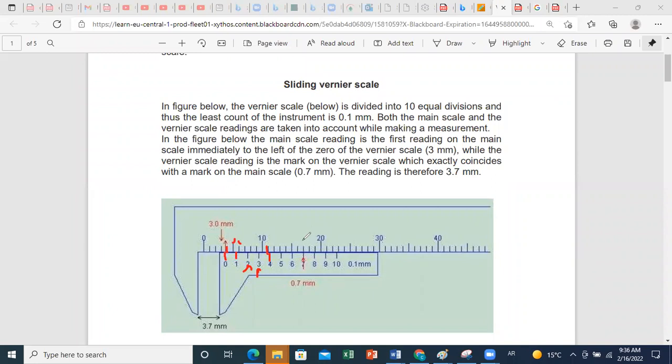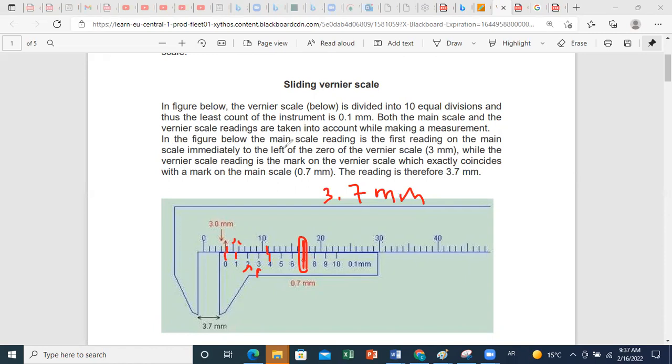If you look at the line of the main scale and the line of the vernier scale, they are collinear. So they are coincident here. This is why we say that we are reading 0.7 millimeter. So in total, your reading is 3.7 millimeter.